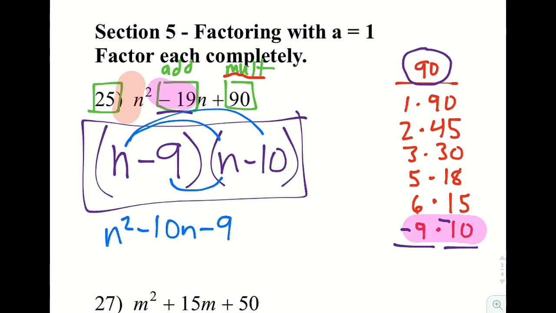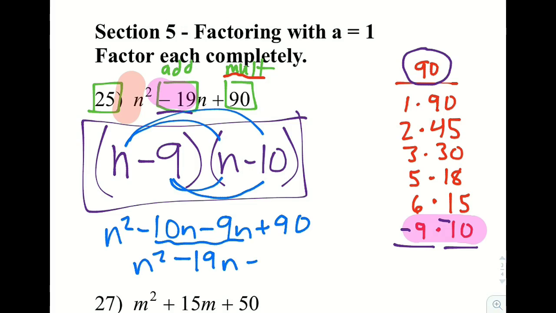Negative 9 times n is negative 9n, negative 9 times negative 10 is positive 90. And you see that we have like terms down here, so that can be combined to negative 19n. And everything else stays the same, n squared plus 90. We would get right back to where we started. So we're essentially using this little math trick to help us unmultiply, undistribute this problem. So we are going the backwards direction of distribution when we do this little trick to get it in factored form. Let's try another example.